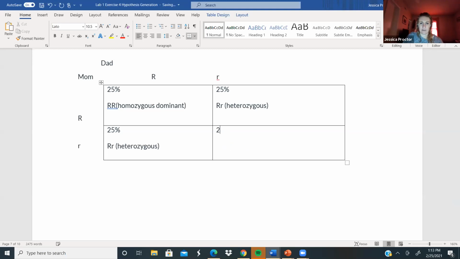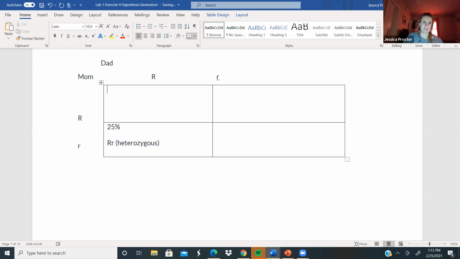Let's say we have a dad that does not have a widow's peak. If dad does not have a widow's peak, he has to be homozygous recessive, because widow's peak is dominant. The only way you would not have a widow's peak is if you're homozygous recessive. So dad is going to have two lowercase w's as his genotype. And let's say that mom is heterozygous. So she does have a widow's peak and she is heterozygous. Remember, heterozygous means one dominant allele and one recessive.